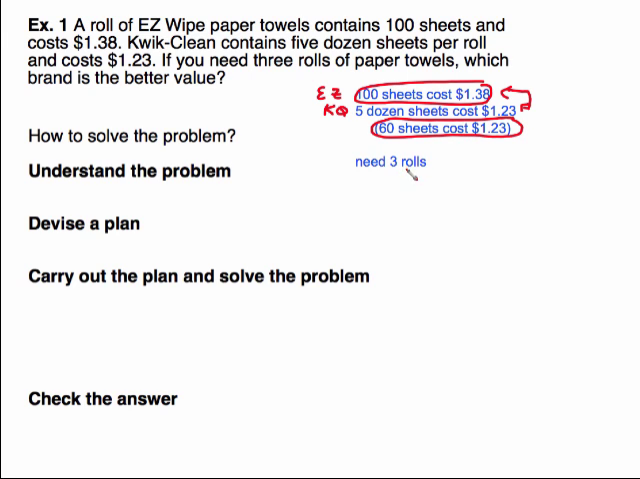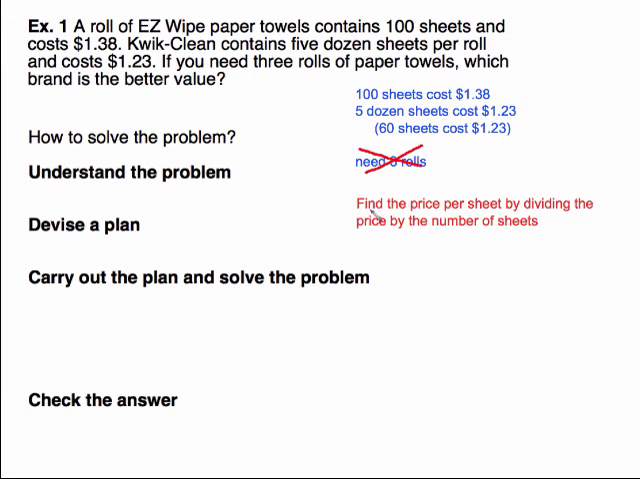We also need 3 rolls. Do you see that it doesn't matter how many rolls are needed? What's important is that we need to figure out the cost per sheet. So since we need 3 rolls of each, if we figure out the cost per sheet, this is immaterial. So we're going to find the price per sheet by dividing the price by the number of sheets.